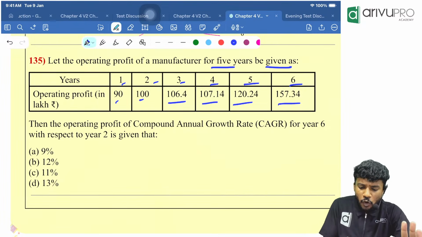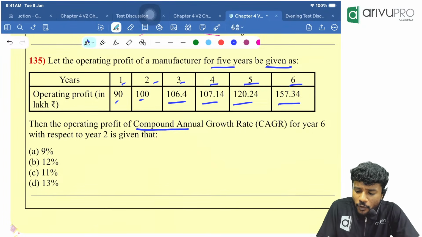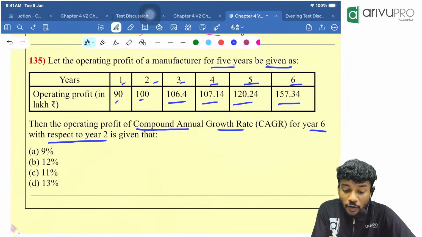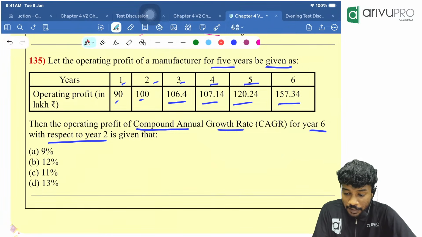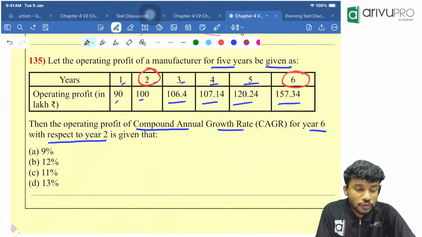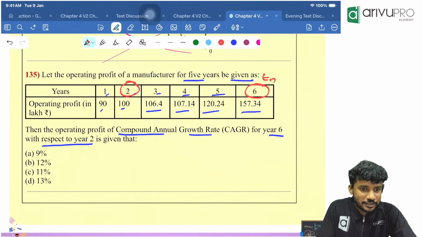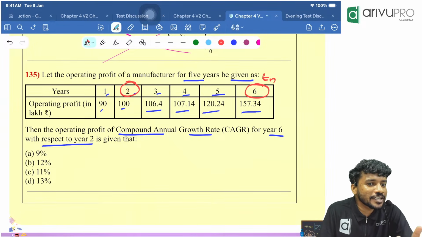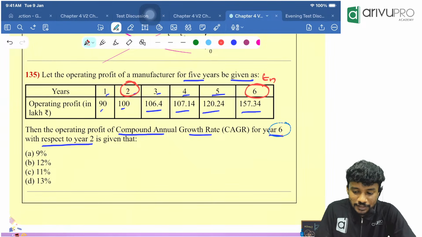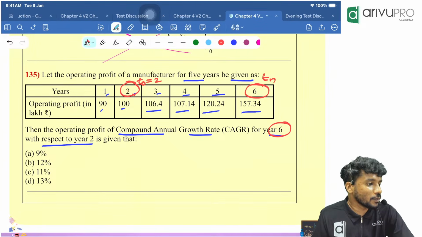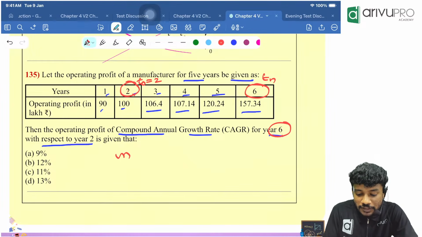Then they are asking, what is the operating profit of compound annual growth rate for year 6 with respect to year 2? Year 6 with respect to year 2 means who is the last year we are currently comparing? 6 with respect to what? 2. Correct? Now I am going to write something. Tn is year 6, whichever we are currently in. Tn is what? Year 6, because they are asking year 6 with respect to what? Year 2. Year 2, can I take it as the base year T0, which is coming to be what? 2.